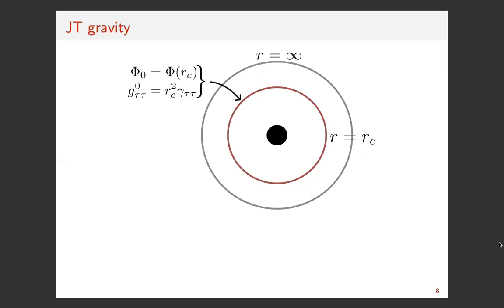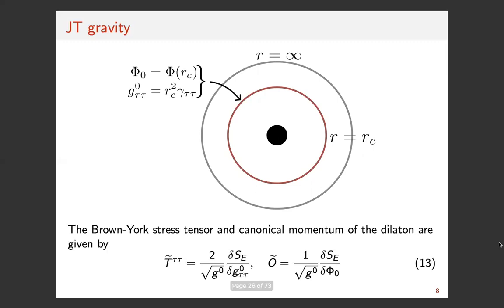And from this action, I can also deduce what the Brown-York stress tensor is and the canonical momentum of the dilaton. I wrote these in equation 13. So T tilde is the Brown-York stress tensor, and O tilde is the canonical momentum of the dilaton. And you'll see how these are derived using functional derivatives of the on-shell action. And these tildes are there because these are not quite the field theory variables yet. There is a particular dictionary that we proposed with Tom Hartman some time back of how to translate between bulk variables and field theory variables, and that's why I kept the tildes. I will talk about this dictionary in just a moment.